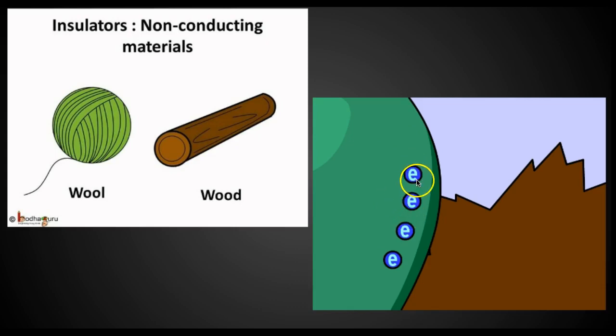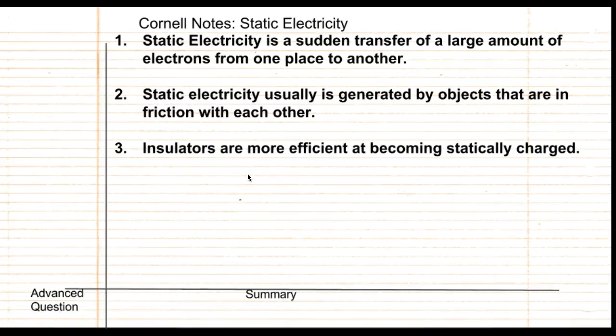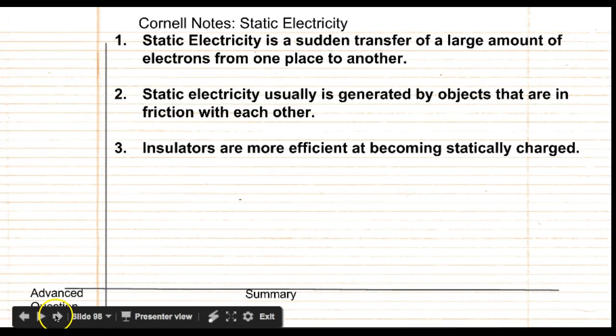When you're handling materials that are insulators, sometimes they are good at attracting electrons, like this balloon attracts electrons from your hair, or giving away electrons. And usually electrons hang out on the outer surface of the material, so it'll be on the outer surface of the wood or the wool. Not all insulators are good at becoming statically charged. Some insulators, like rubber, are better than other insulators. Okay, moving on to number 4. Don't forget to come up with a question.